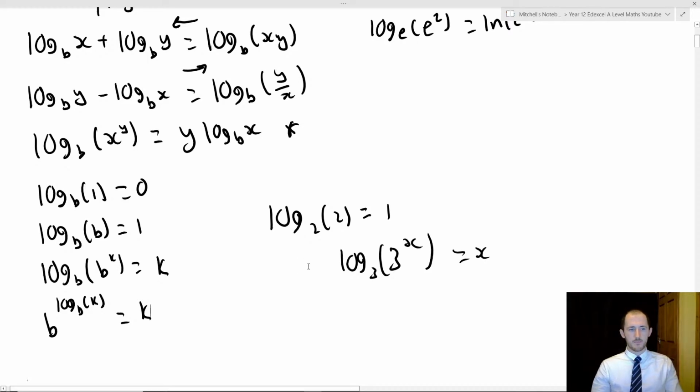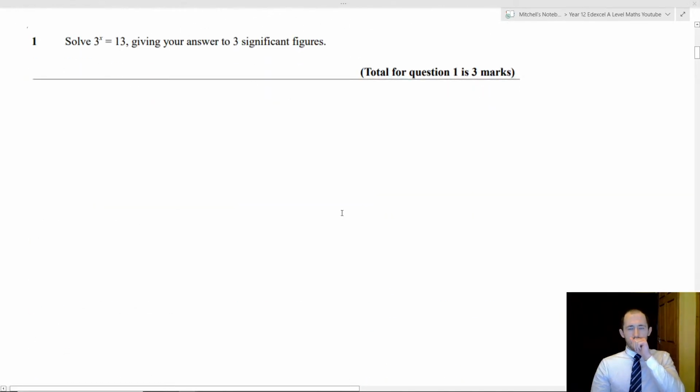Okay. The other thing to note is that these numbers must be positive. In all of these cases, the number inside must be positive. You can't take log of a negative number. So let's get down to doing some of these questions. Let's start with something that should be relatively easy.